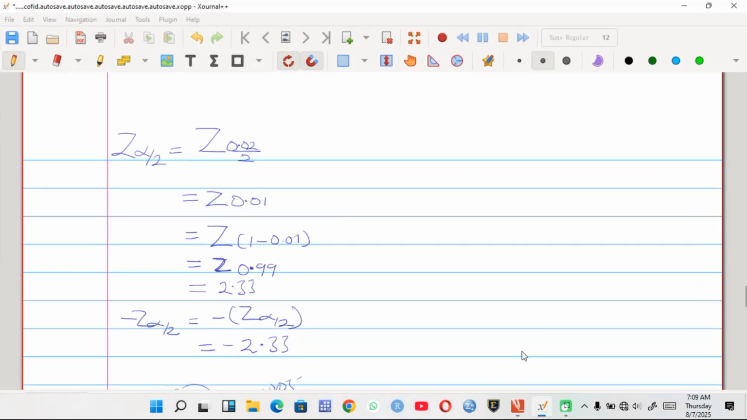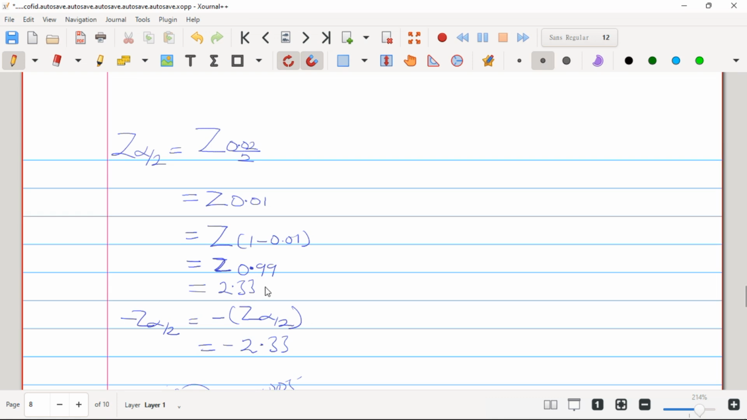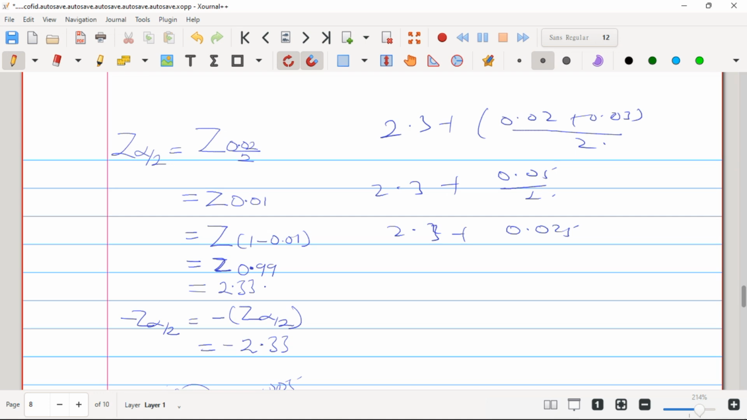So when you come here, we are going to get 2.33, because if you have 2.3 plus 0.02 plus 0.03 divided by 2, this one gives us 0.05 divided by 2, of which we are going to get 2.3 plus 0.025. When you add this one to that, we get 2.325, and when you round it, we get 2.33. So this is how we got our 2.33. This is the positive critical value, the one to the right section.